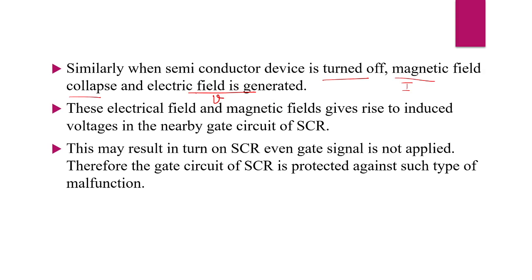There are a number of semiconductor devices on the PCB, say 1, 3, 4, 5, 6, 7, 8. If one is switched on and off several times, it gives rise to induced voltage in the nearby gate terminal of the SCR. So these semiconductor devices turn on without any gate signal. They must be protected against such malfunction, so the gate terminal of these semiconductor devices must be protected.